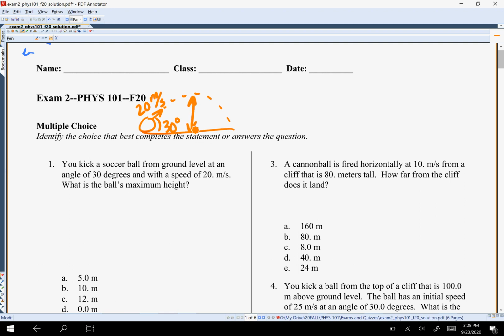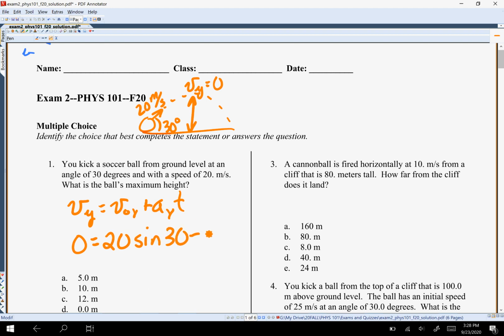So in order to find this, I need to recognize that Vy at the top of this trajectory is 0. So Vy, I know, is V naught y plus Ay t, and then I have 0. V naught y is going to be 20 times sine of 30, minus 10 meters per second squared times t. If I solve that, I get 0 equals 10 minus 10t, or t equals 1 second.